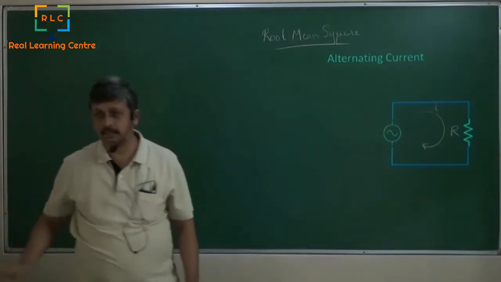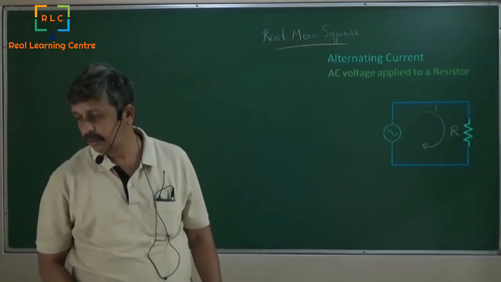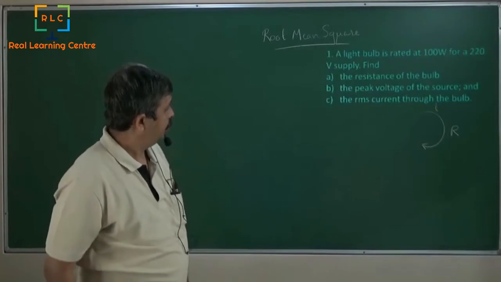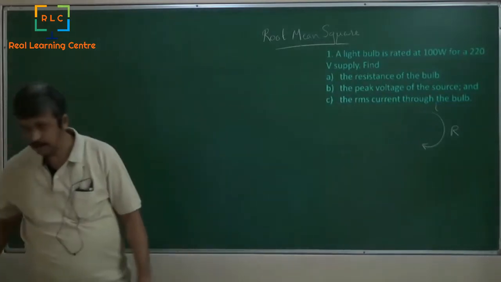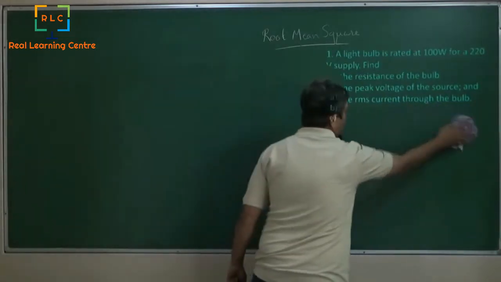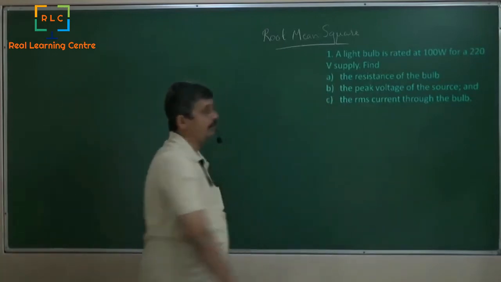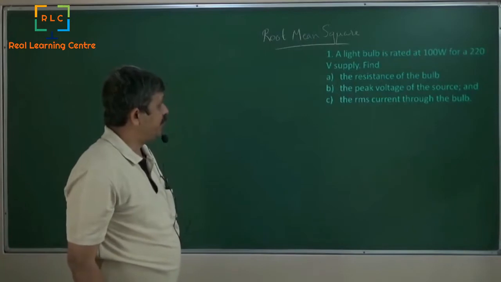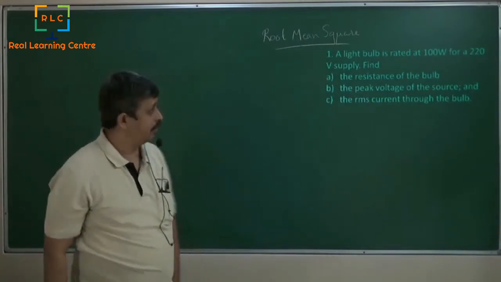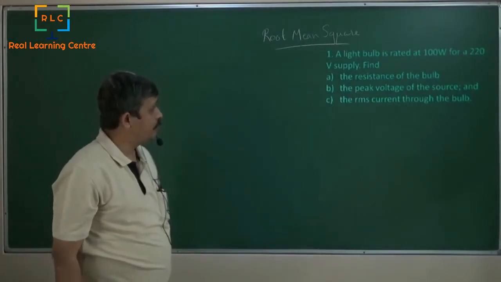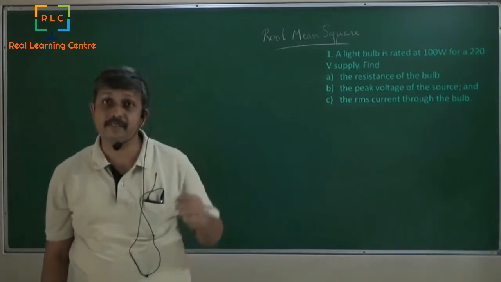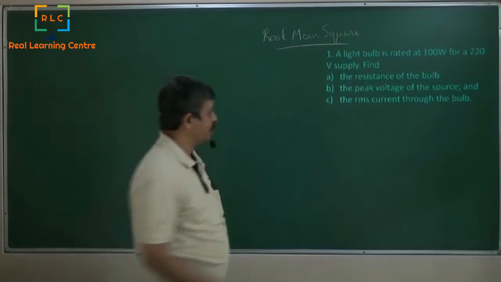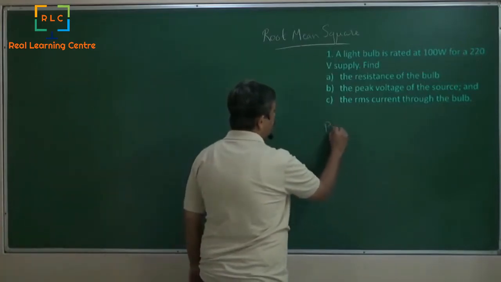So let's look at, we already did AC voltage applied to a resistor. So we'll begin with one simple question first, to see whether we can solve it with whatever we have learned. A light bulb is rated at 100 watt for a 220 volt supply. So now we are talking about 100 watt and 220 volt supply. 100 watt is the power. Power is equal to 100 watt.